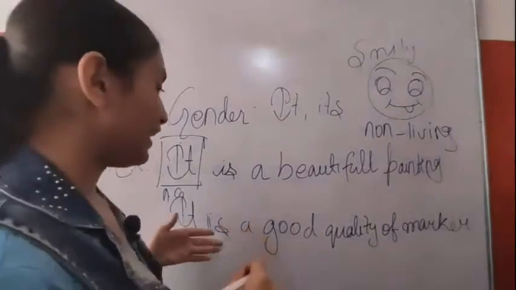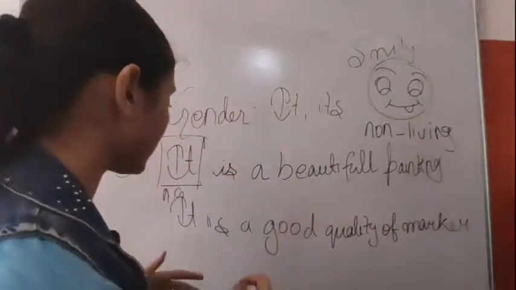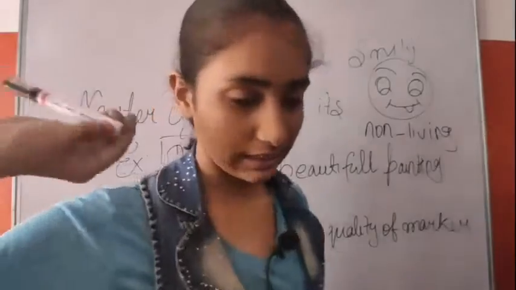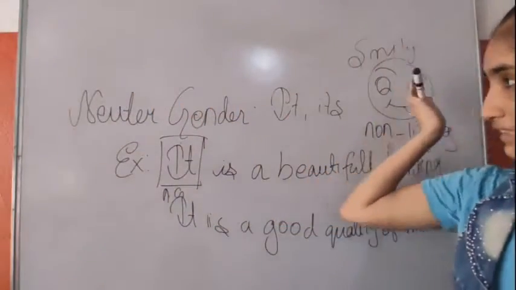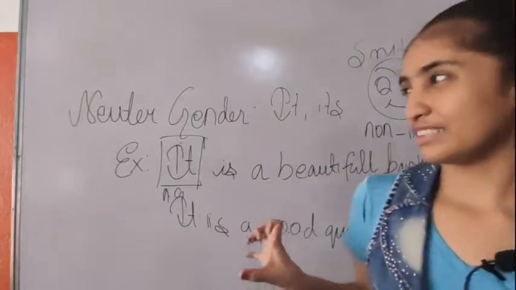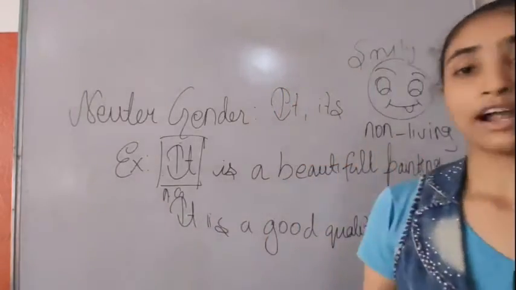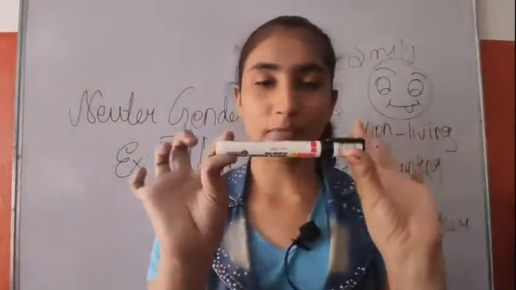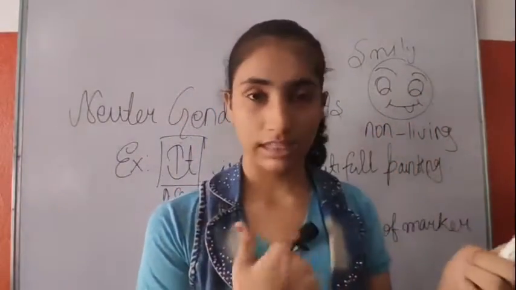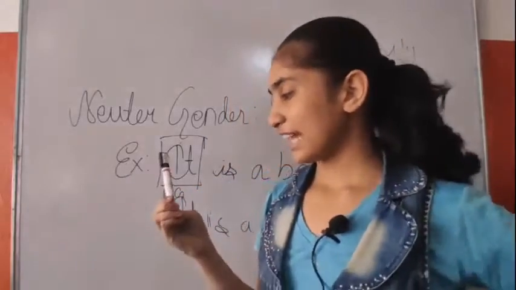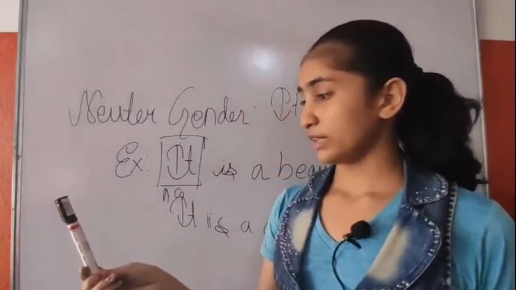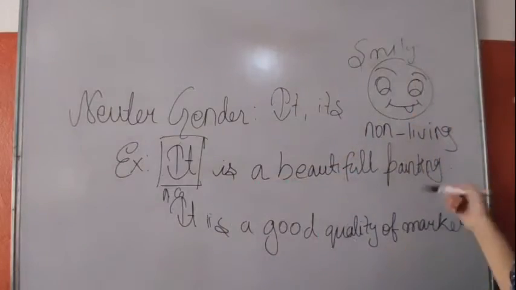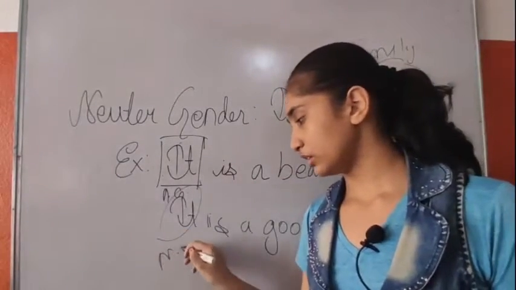Now, let's move ahead. It is a good quality of marker. Just like, let's take this one. It is such a very good quality of marker, as you can see how beautiful the handwriting is on the board due to this marker. Now, let's get back to our point. Hey marker, can you talk to me? No, this marker cannot talk to me. This marker cannot talk to you all. So it is a non-living thing, and here it is again neuter gender.